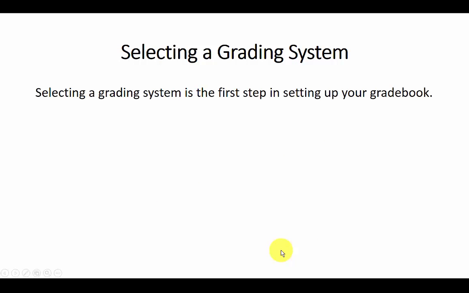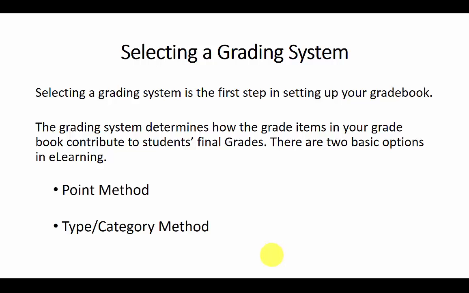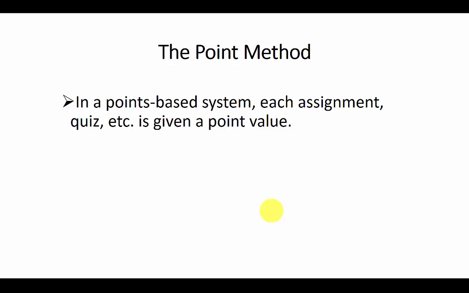So, the first thing you need to do is to select the grading system. The grading system is going to determine how the grade items in your grade book contribute to your students' final grades or semester grades. There are two basic options in eLearning: the point method, and the type, or again category method, and you've got to determine which one of these you want to use. So let's look at the point method first.